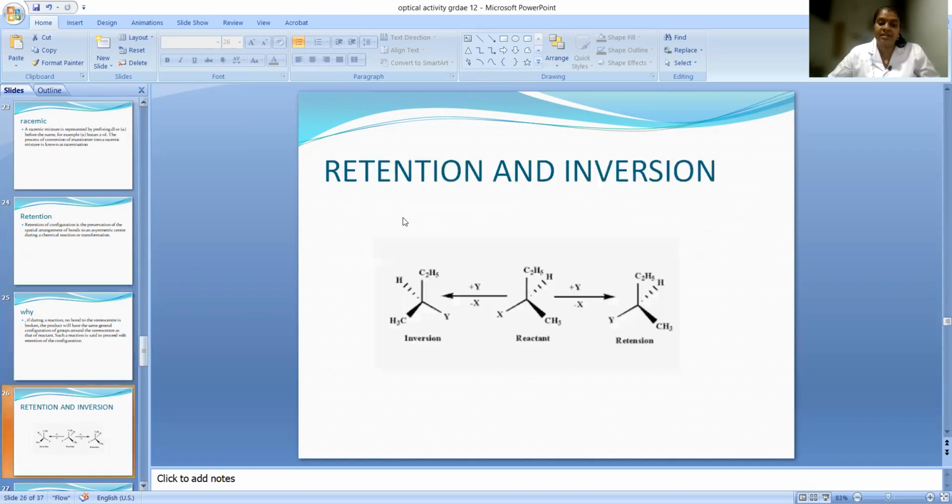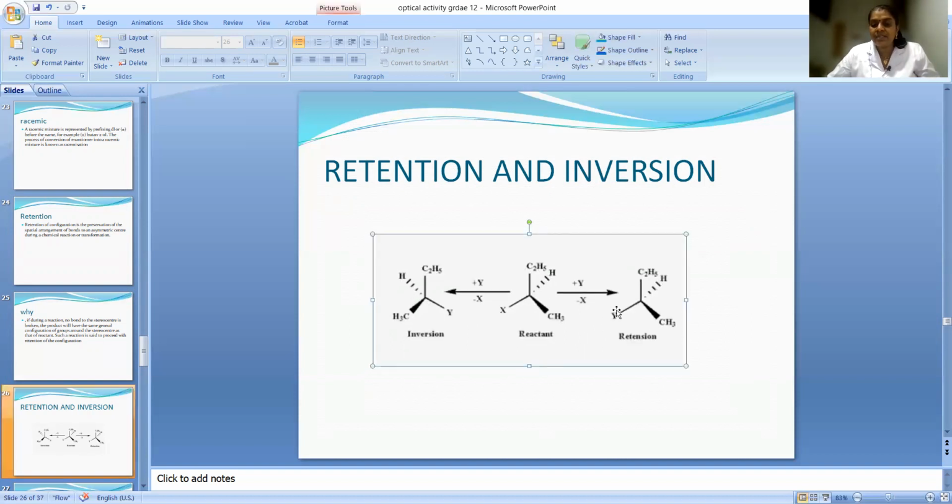Now let us see retention. In this particular case, Y is added here. This is our reactant molecule. So X has gone and Y is added here. If you look at these two examples, you can see that Y is added at the same position as X. So it retains its configuration. Only one change, the atom changed, the structure being the same. So there is no change in the configuration here.